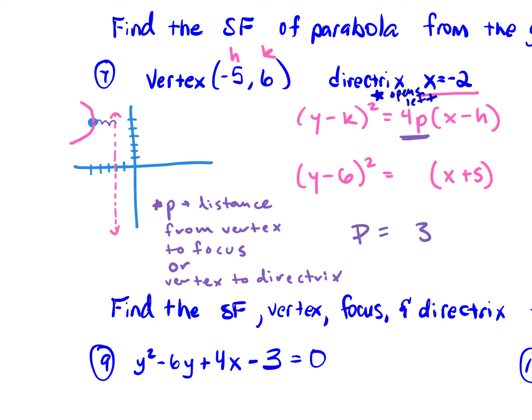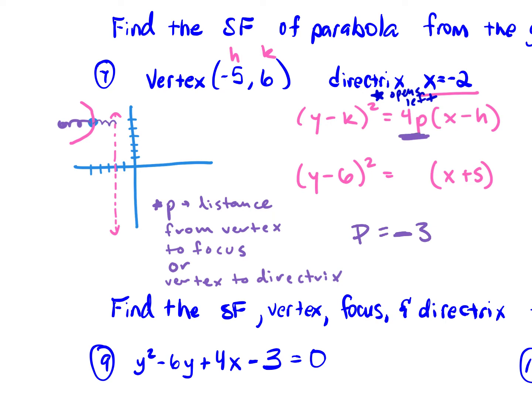If your graph opens left, P is going to be negative because P is the distance from the vertex to the focus. If it's negative, that means we go in the negative direction, which is left. So we would go to the left 3 to put our focus. So P has to be negative 3. When your graph opens left, P is negative. So P is negative 3.